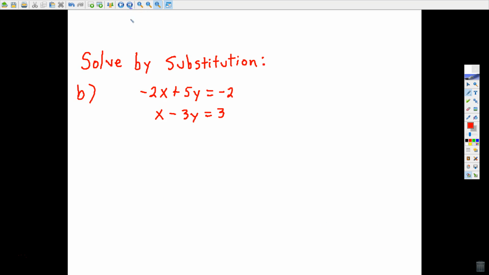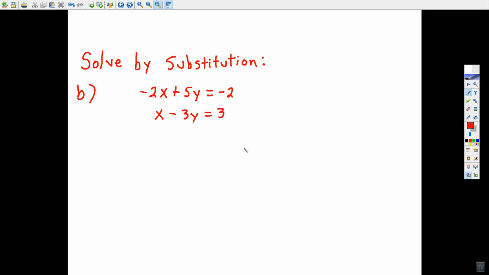Okay, here's another substitution method problem. So let me give you a tip when it comes to substitution. Notice that I really have 4 choices here for variables that I could solve for. There's 2 x's and there's 2 y's, a total of 4 choices. But there's one best choice in this problem.